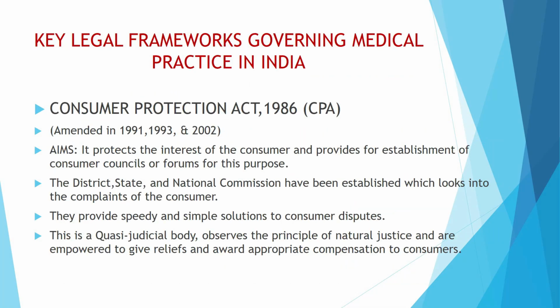Consumer Protection Act 1986, that is also called the CPA. It was amended in 1991, re-amended in 1993 and lastly in 2002. The aim of this is to protect the interest of consumers and providers, and for the establishment of consumer councils or forums for its purpose. The district, state and national commissions have been established, which look into the complaints of the consumer. They provide speedy and simple solutions to consumer disputes. This is a quasi judicial body, observes the principle of natural justice and is empowered to give reliefs and award appropriate compensation to the consumers.